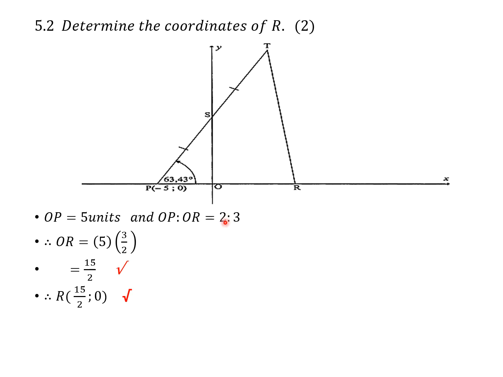Alright, this is taught to you in grade 9 when we increase in a ratio. So 5 times 3 gives me 15 divided by 2, which would give me 7,5. Or you can leave it as 15 over 2. So R is 15 over 2 and 0. Remember the y value on the x-axis is always 0. So there we have the coordinates of R.